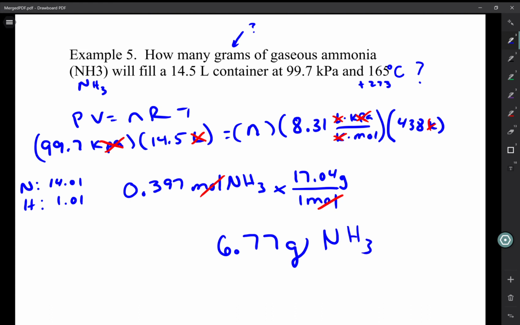So 14.5 liters, that's big. Think of those 2-liter bottles of soda pop you drink. You'd need about 7 of those. So something about that size, only 6.77 grams. Really tiny amount. That just shows you that a big volume only contains a little amount of gas, and that's because gas doesn't have that big of a density. All right, next video we'll talk about density.